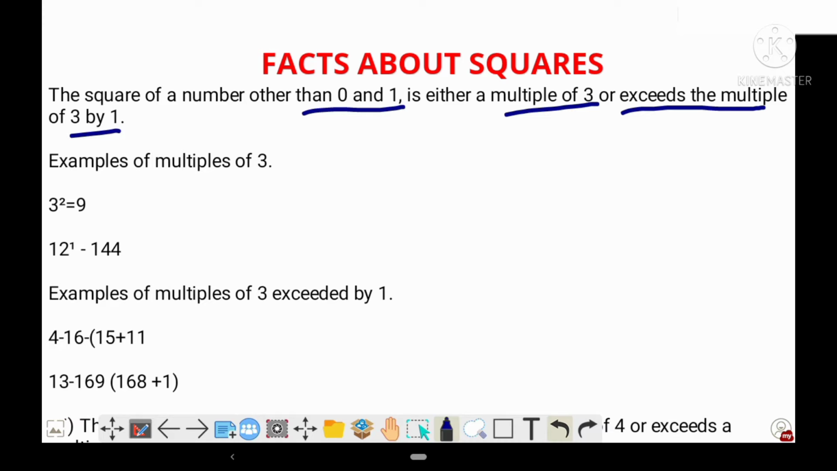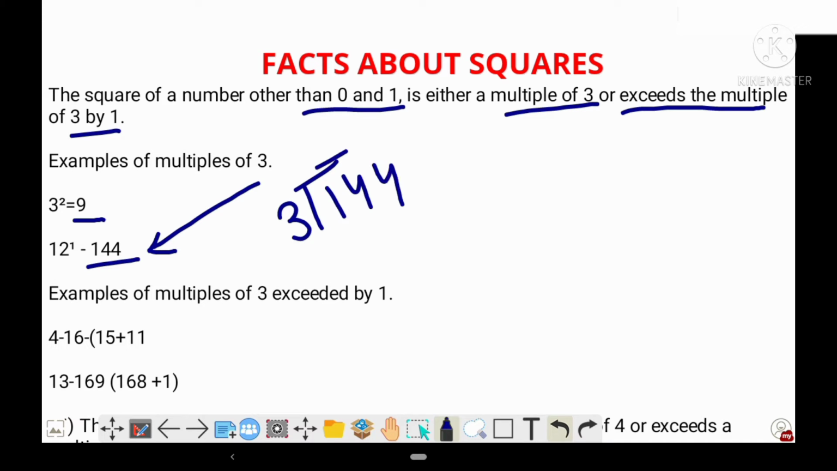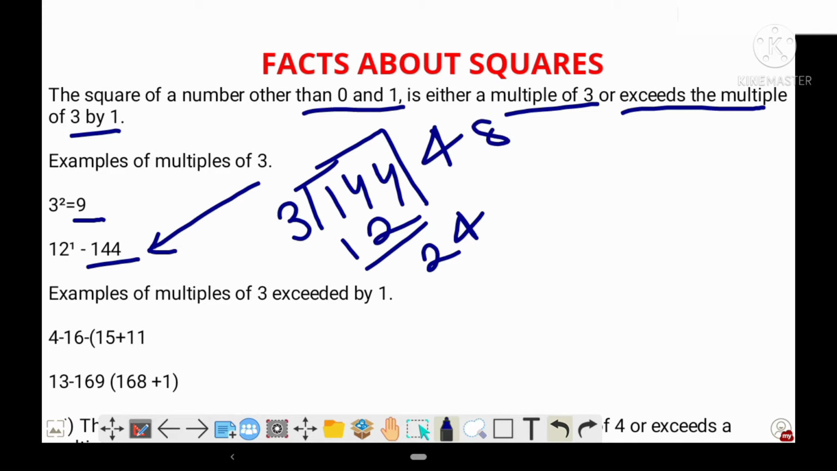Examples of multiples of 3 are 3 square, which is 9 itself, and 12 square, which is 144. It means 144 is a multiple of 3, and it means it is divisible by 3, right? You may check 144 divided by 3: 4 times 3 is 12, and here we get 24, and 8 times 3 is 24. So this is a multiple of 3, right? And again, if you check, this is as well a multiple of 3. So we don't have to go into that much detail.